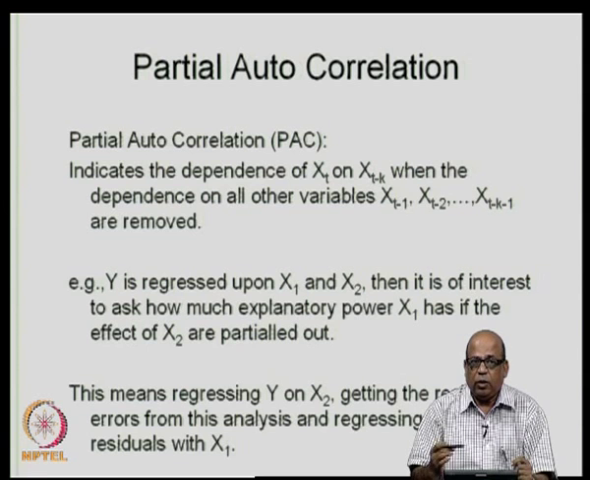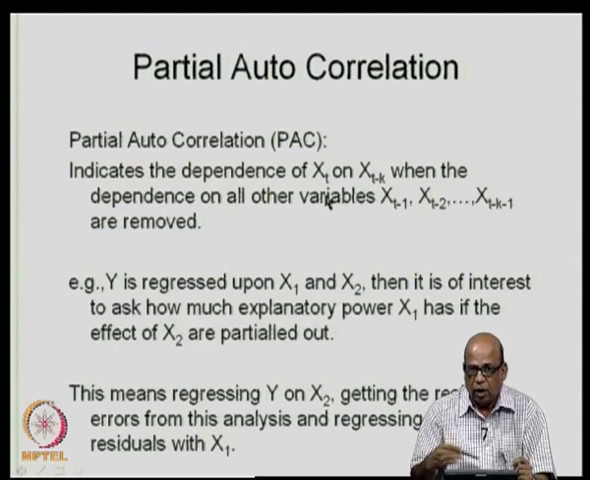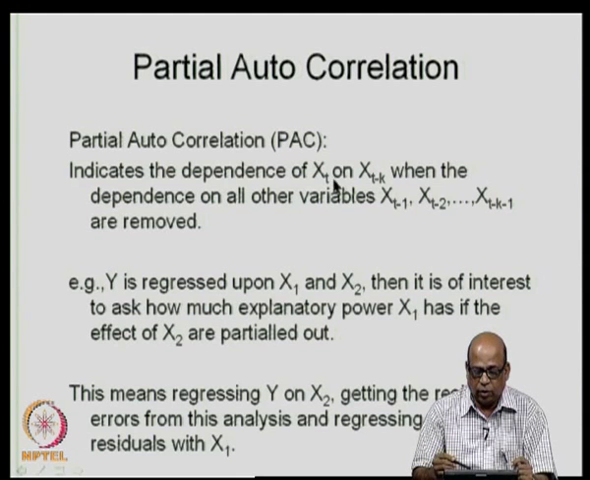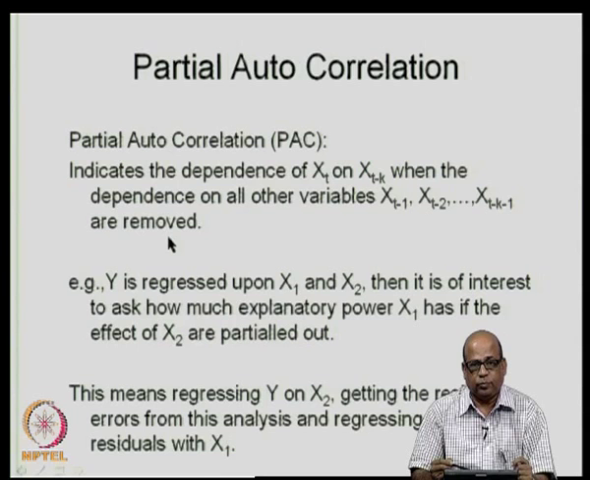Now, the partial autocorrelation indicates the dependence of one variable x t on x t minus k. We are talking about autocorrelation, and therefore the same variable at various time periods, x t on x t minus k, when the dependence on all other variables x t minus 1, x t minus 2 etcetera, up to x t minus k plus 1 are all removed.